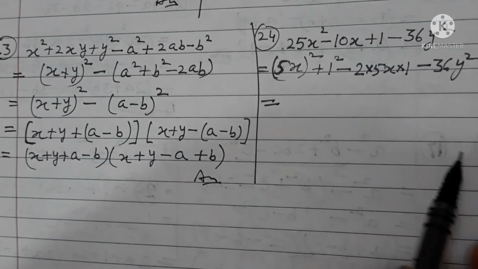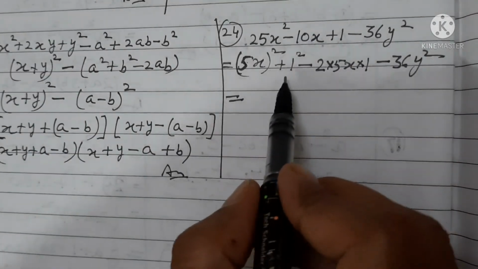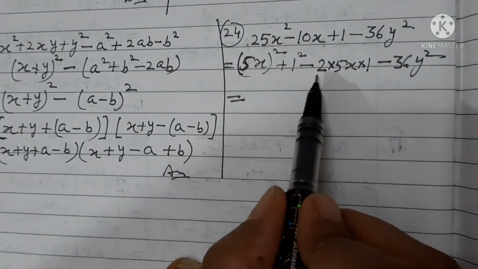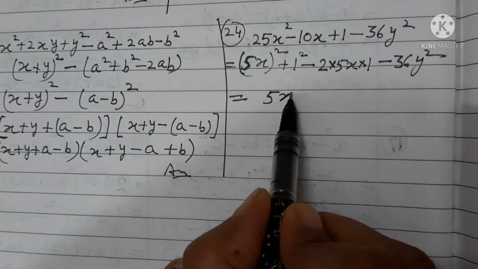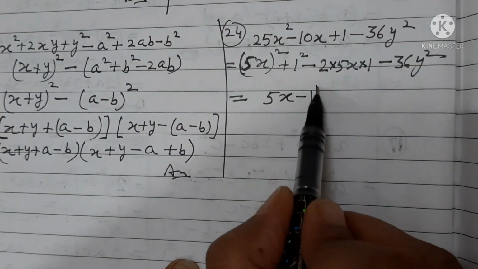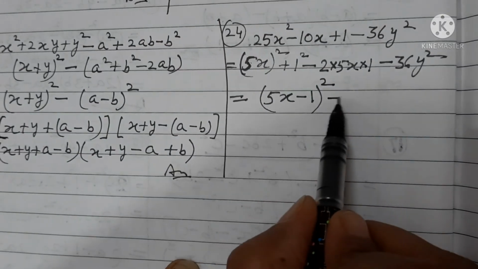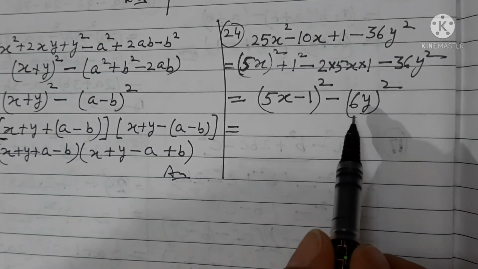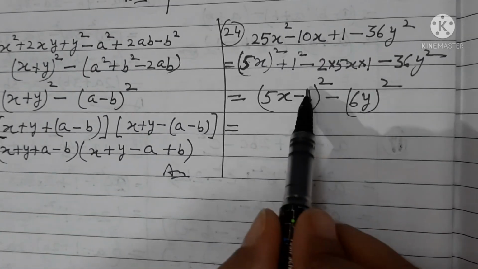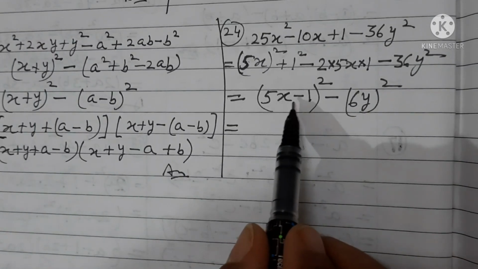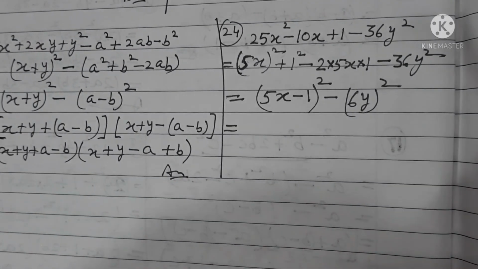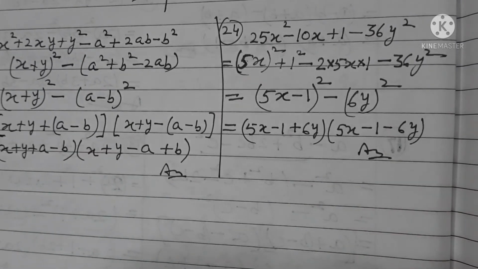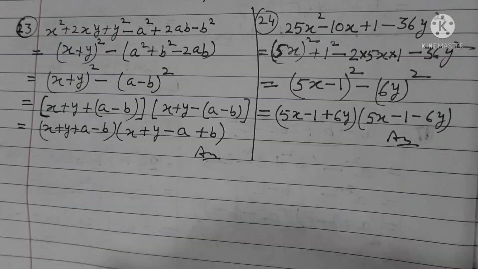Now this is the square of 5x minus 1, because minus sign is there, so 5x minus 1 whole square minus 6y whole square. Then open this by the identity a square minus b square, where a is 5x minus 1 and b is 6y. Get the answer. This is the answer. Question number 25.